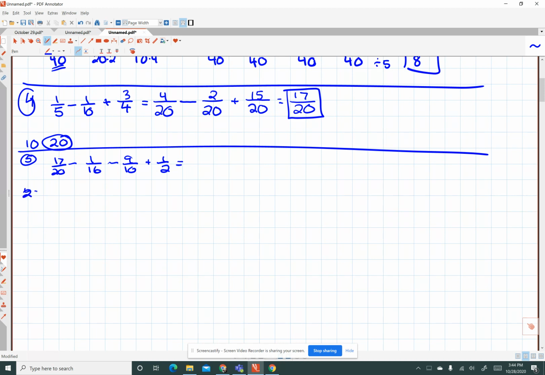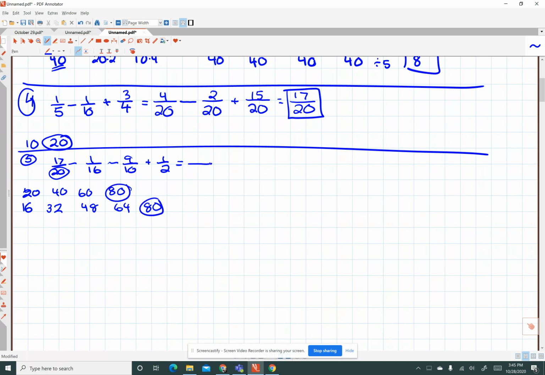20, 40, I'm doing multiples of 20, 60, 80. Let's do multiples of 16, that might be better. 16, 32, 48, 64, 80. There we go. And that's also divisible by 2. We're going to have a denominator of 80.